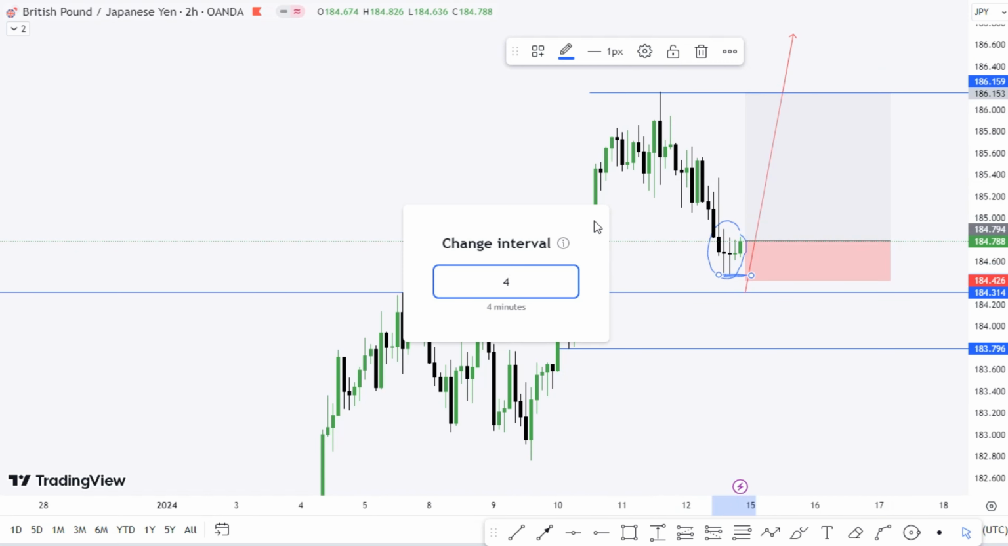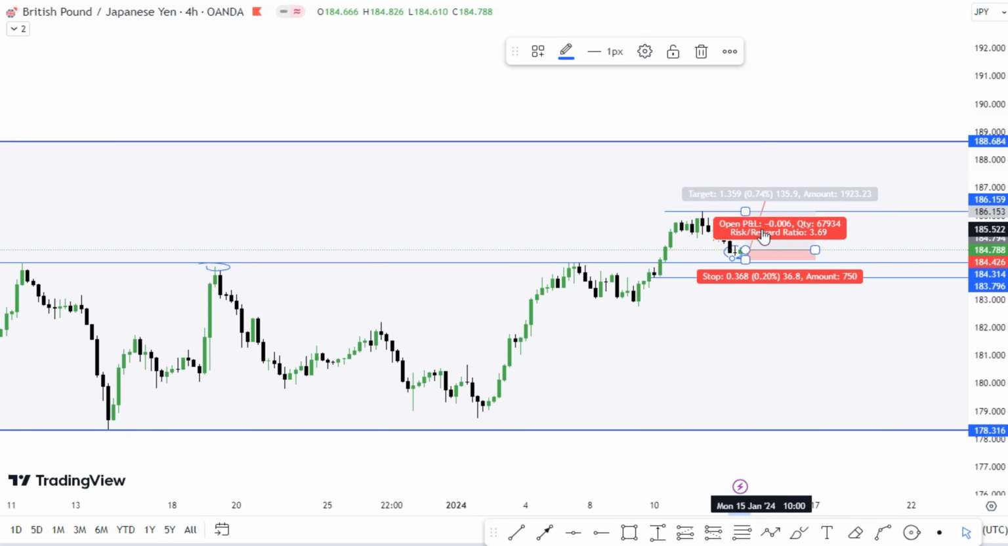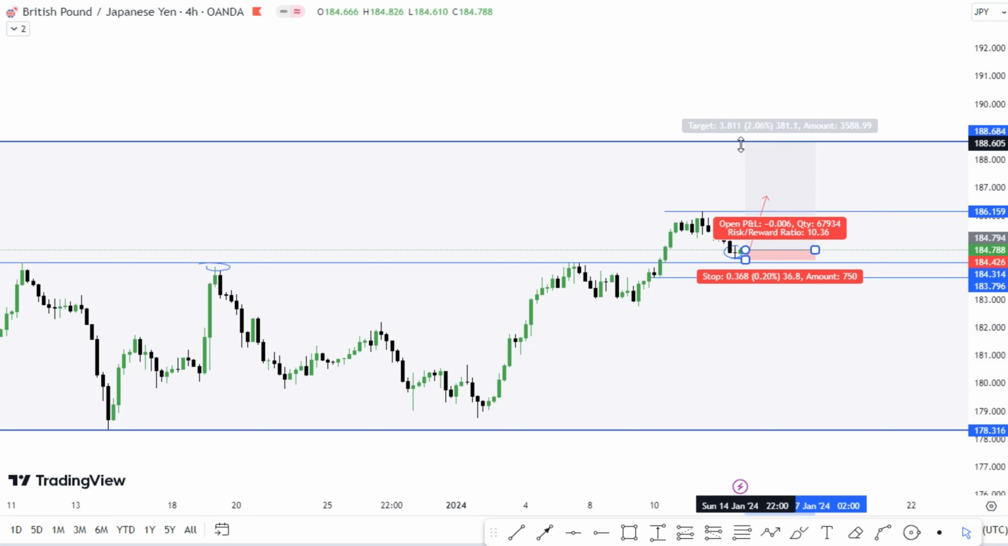But as I can see, we have a huge way to go until the previous top of the market movement, which is what we call the supply area.